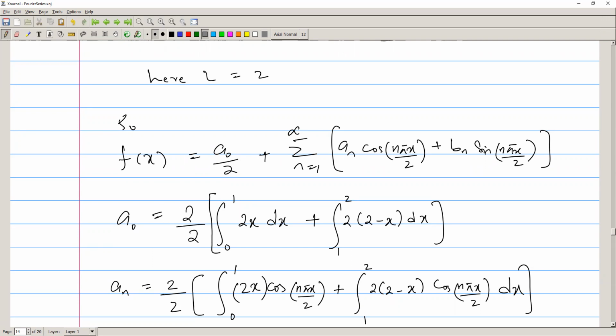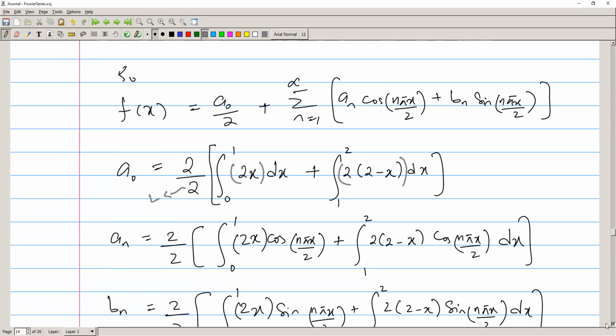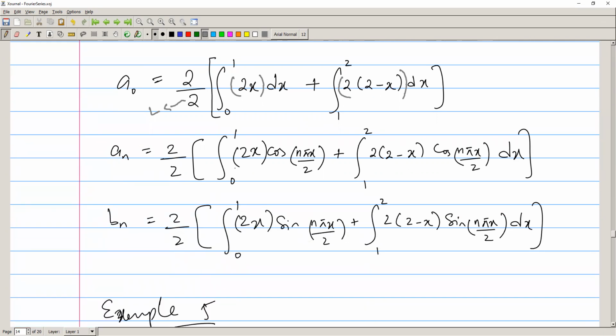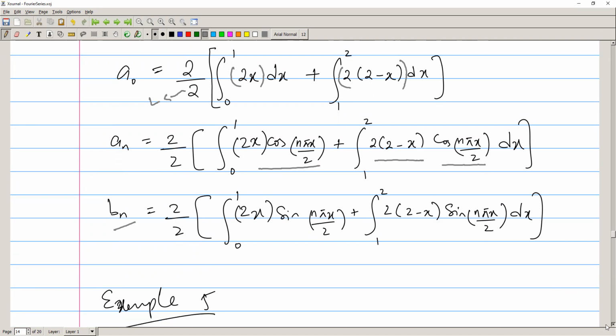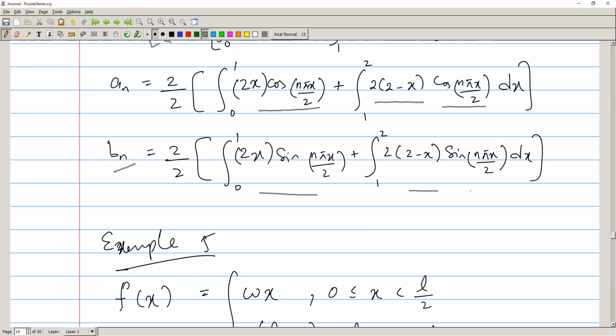So it will be 2 over 2. This is L. L is equal to 2. First we will integrate 2x from 0 to 1, plus then we will integrate this function from 1 to 2. We will add both of these and we will get a naught. Similarly for a n, 2 over 2 integral 0 to 1 2x cos n pi x over 2, then 2 times 2 minus x times cos n pi x over 2. And for b n, again we will integrate this piecewise, right?